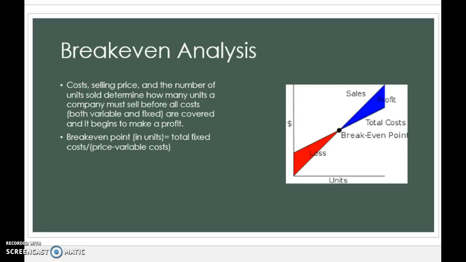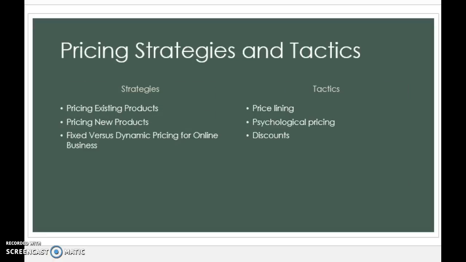Cost, selling price, and the number of units sold determine how many units must sell before all costs are covered to make a profit. Break-even analysis assesses the costs versus revenues for various sales volumes and shows, at any particular selling price, the amount of loss or profit for each possible volume of sales. The formula for break-even units is total fixed cost over price minus variable costs. The video link I have included has a strong explanation of the relationship between cost, volume, and profit.